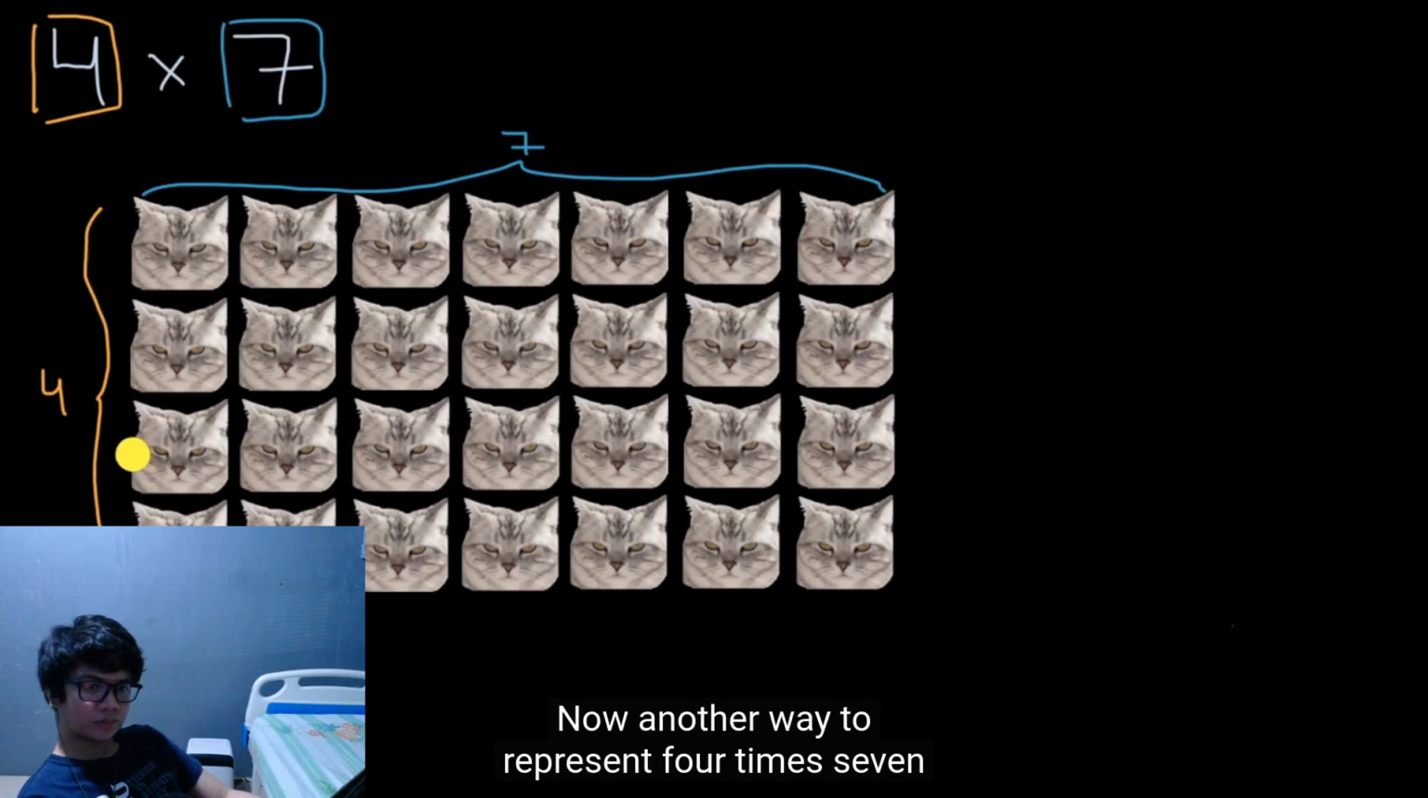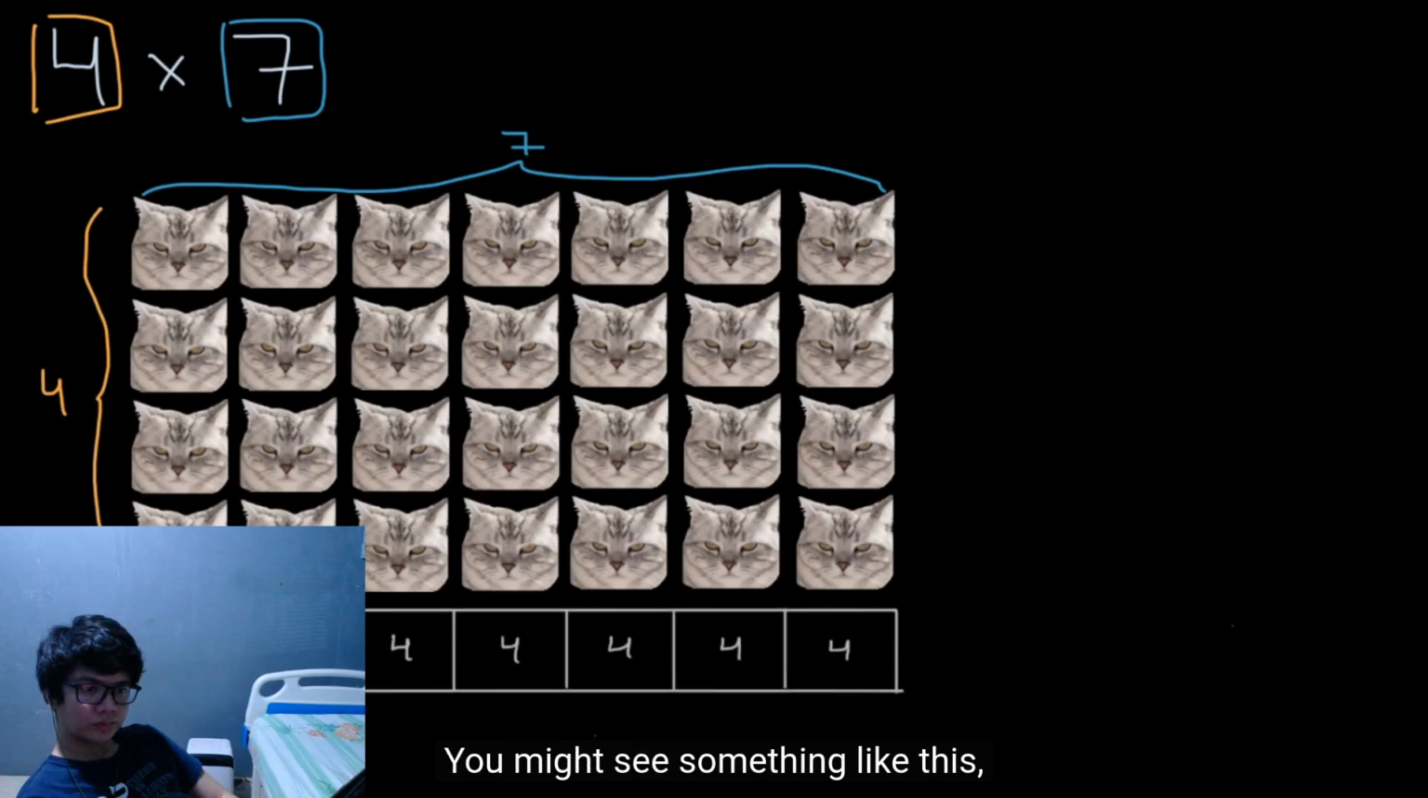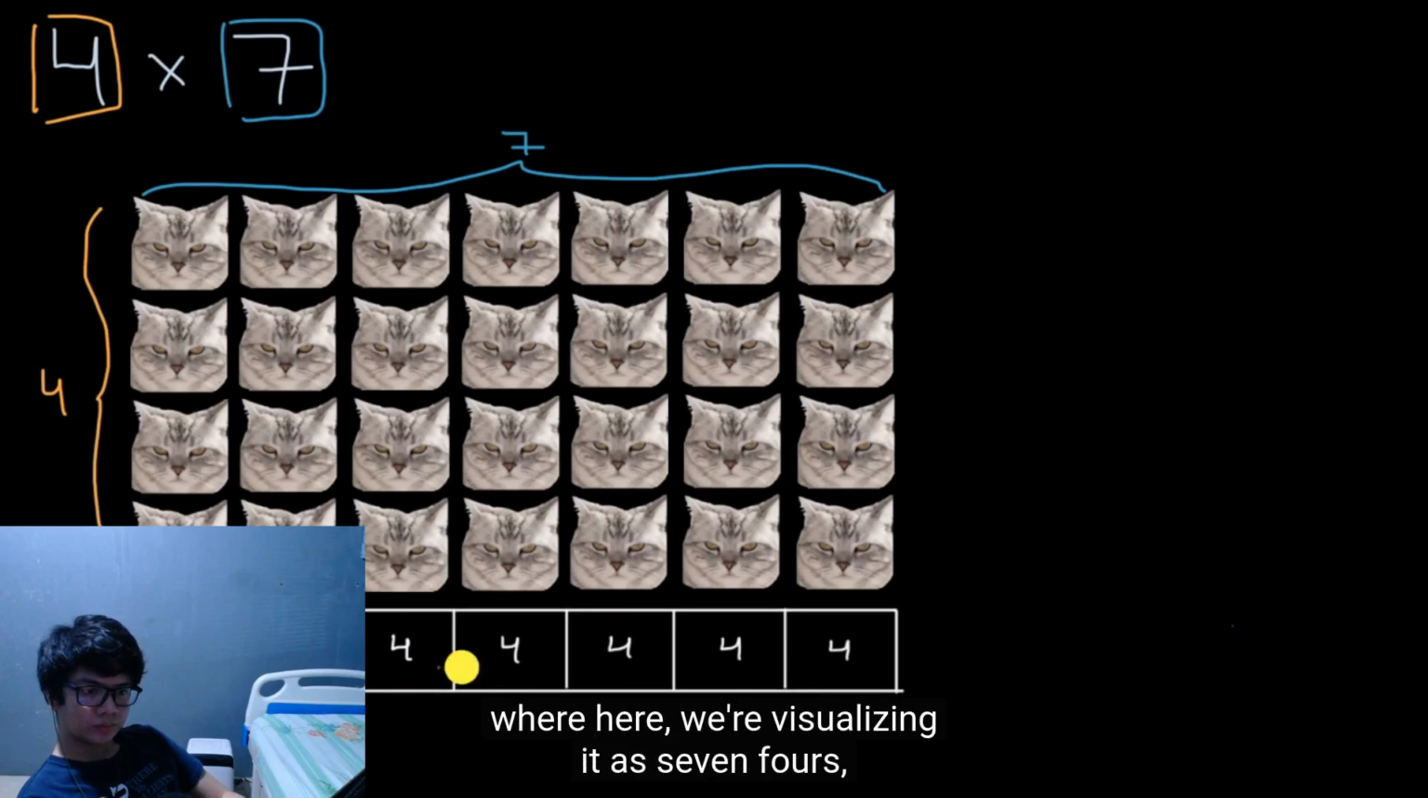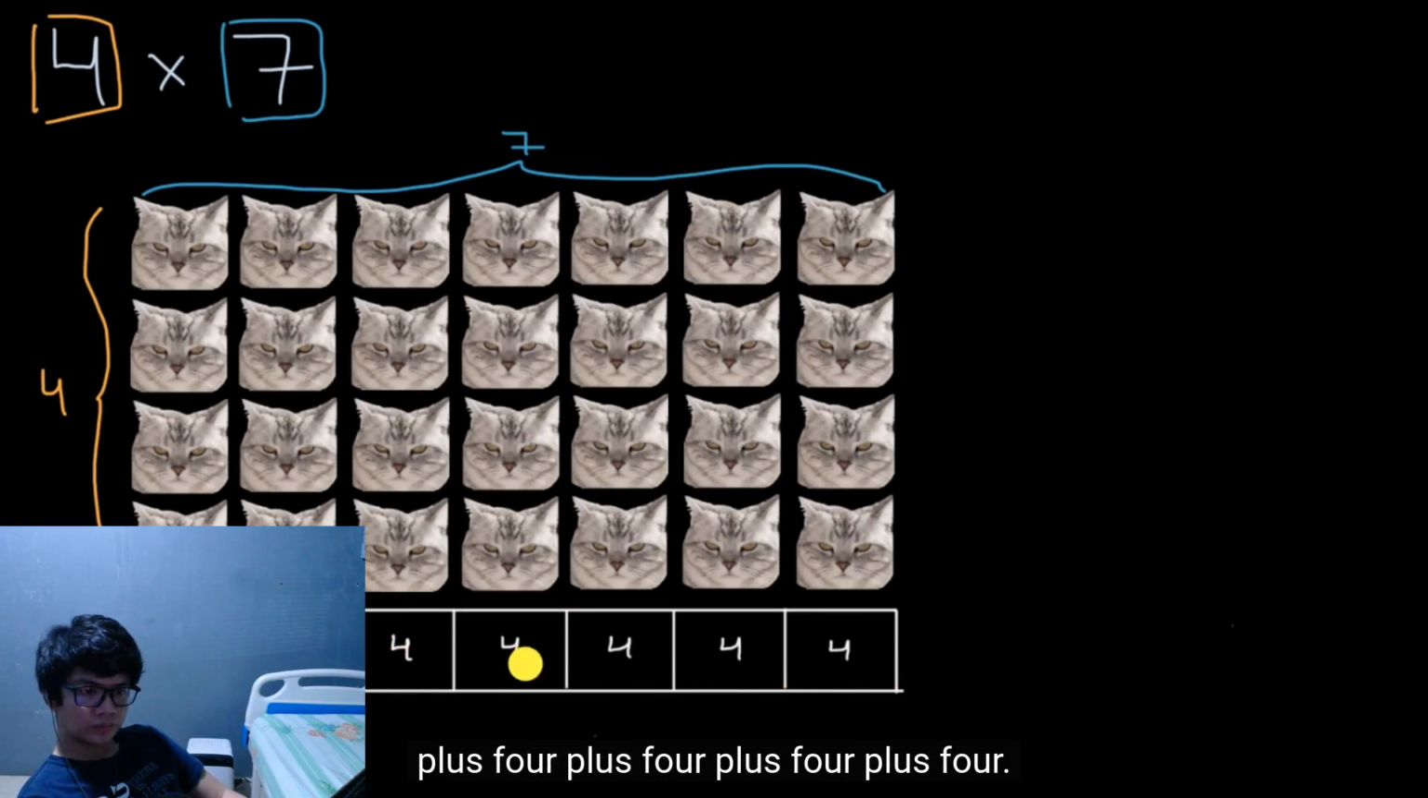Now, another way to represent 4 times 7 is also with a tape diagram. You might see something like this, where here we're visualizing it as 7 4s. Or you could view it as 4 plus 4 plus 4 plus 4 plus 4 plus 4 plus 4.